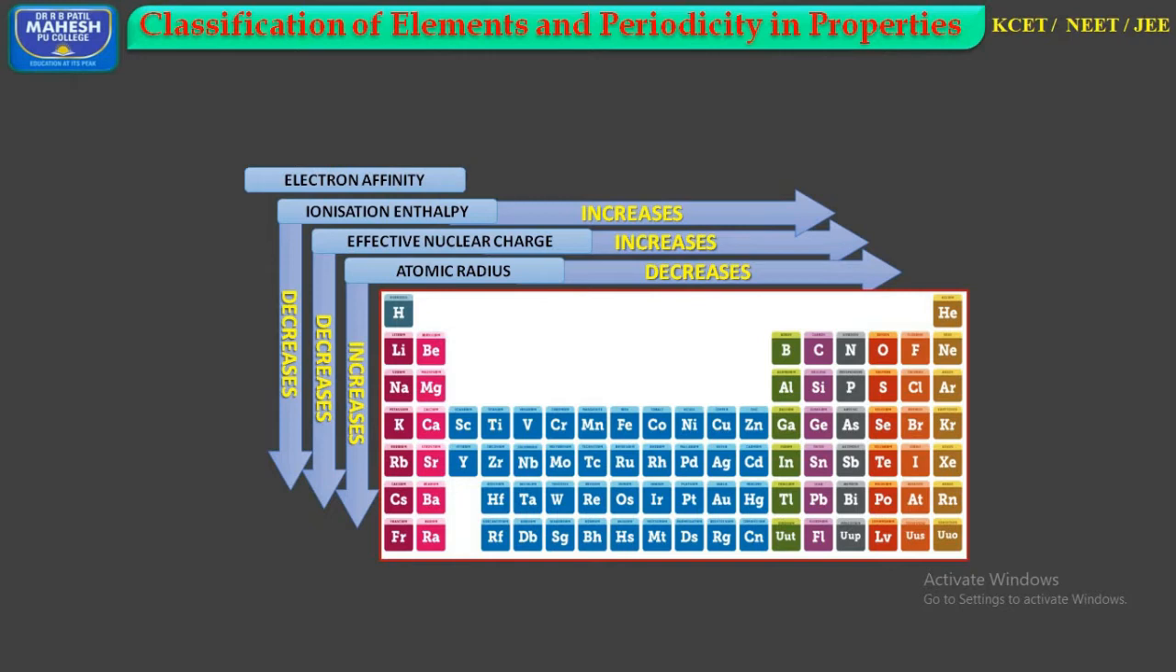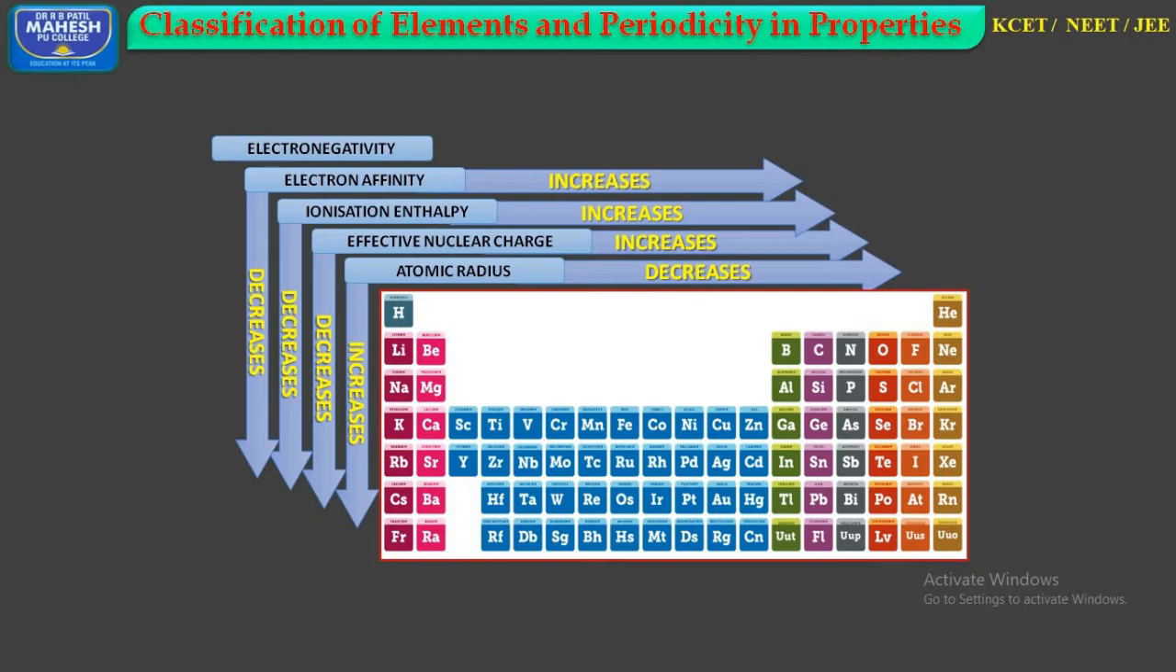Electron affinity across the period increases, whereas down the group electron affinity decreases. And electronegativity value across the period, that is from left side to right side, moving from metals towards the non-metals, increases, whereas down the group, students, electronegativity value decreases.